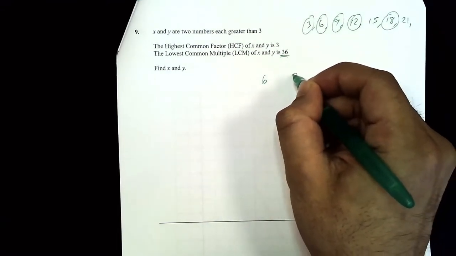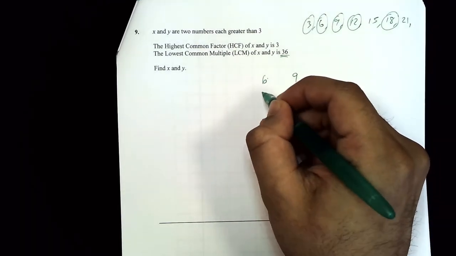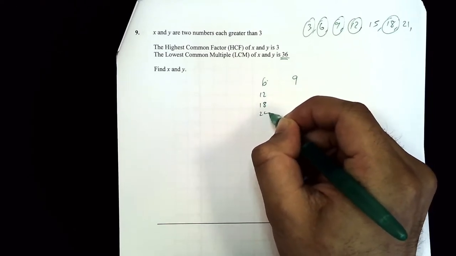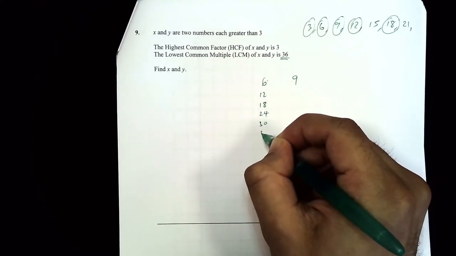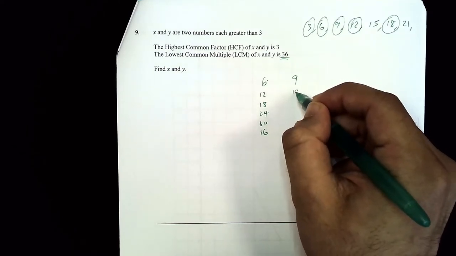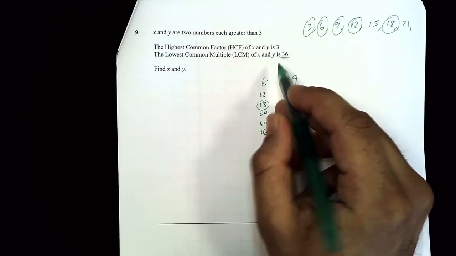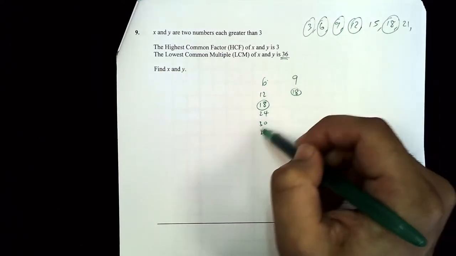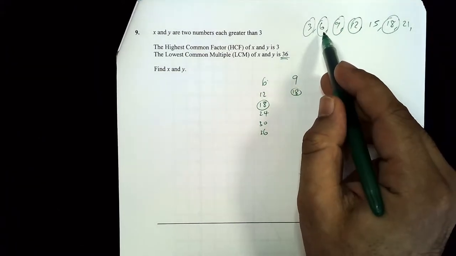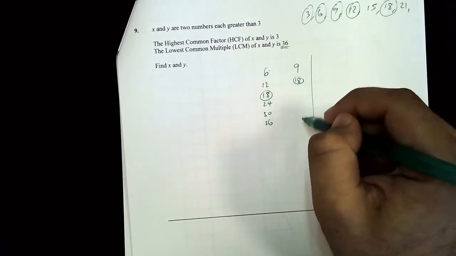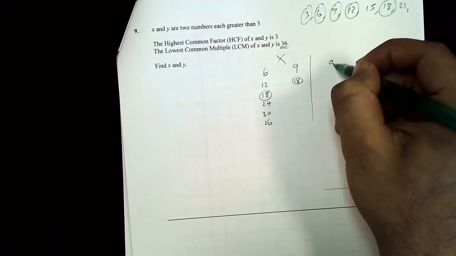So for example, 6 and 9, let's look at that. If I got my 6 times table, I've got 12, I've got 18, I've got 24, I've got 30, and I've got 36. I've got my 9 times table, I've got 9, 18. So straight away, the lowest common multiple is 18, and it's meant to be 36, so it can't be those two. So let's try 9 and 12 instead then. It's not that one, so I'll put a cross there.